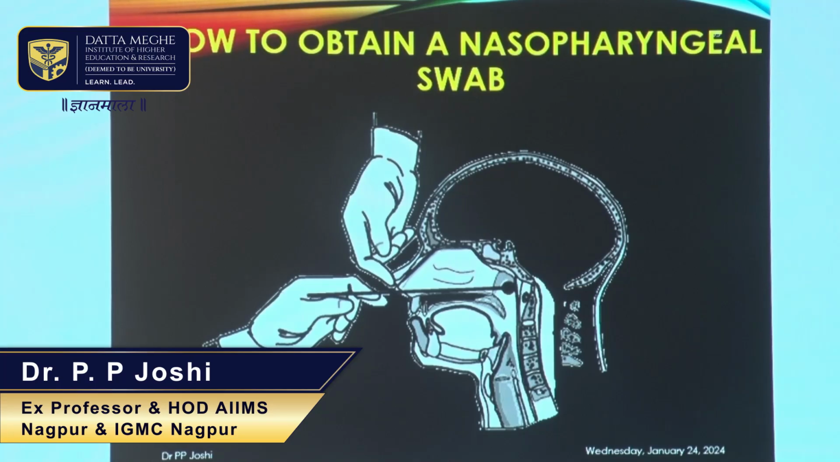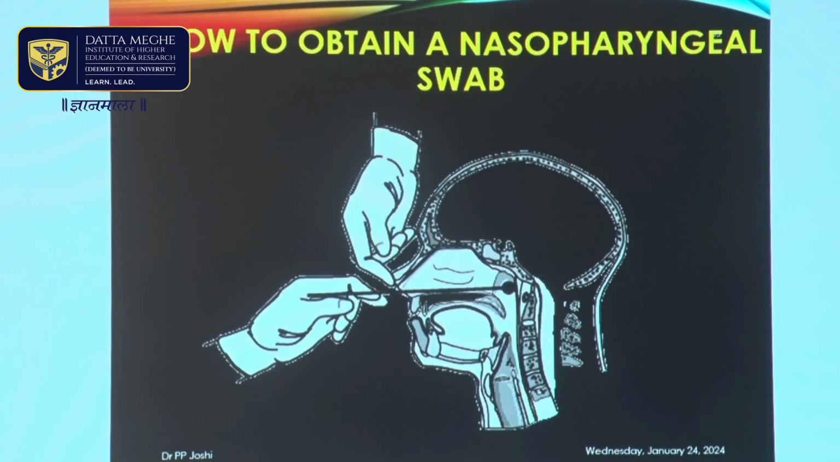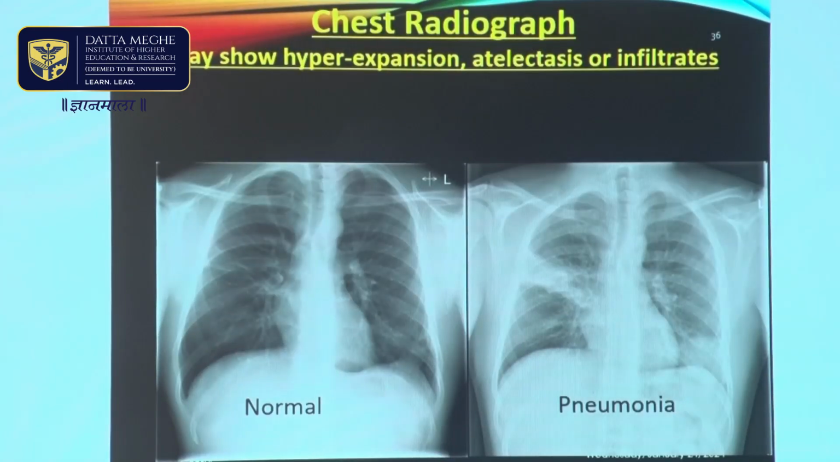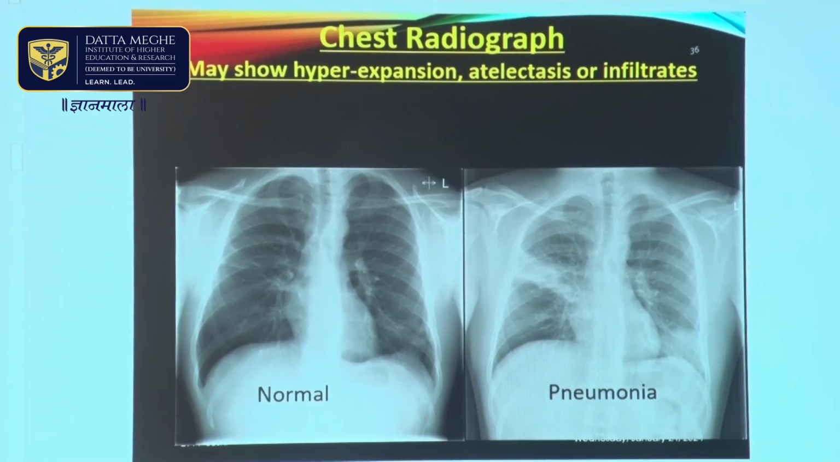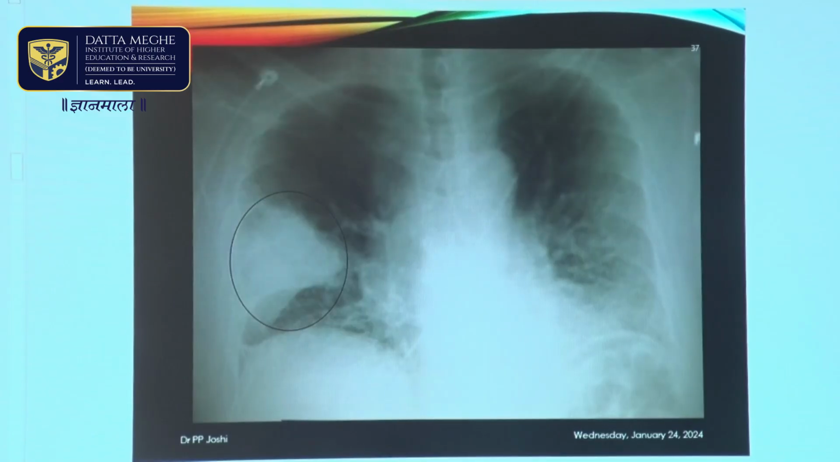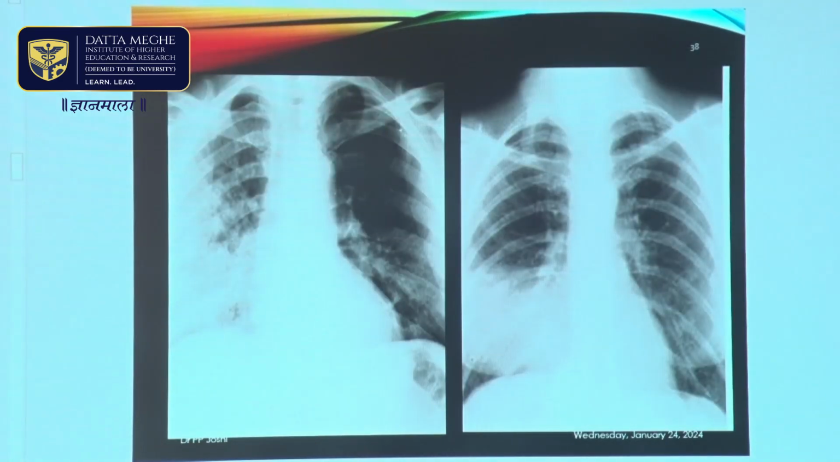COVID. So how do we obtain a nasal swab? This is the method by which we take a nasal as well as pharyngeal swab. And a typical X-ray in a patient with lobar pneumonia: on the left side, if you can see, an opacification is there, which is involving one lobe, and this is again showing opacification of lobar pneumonia over here also.